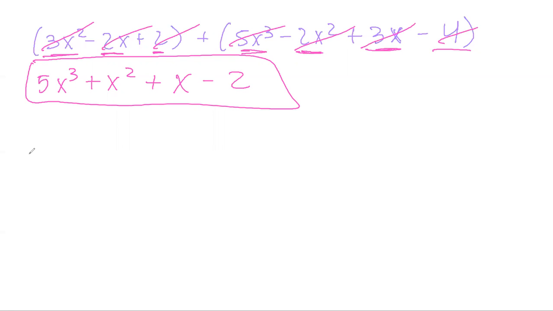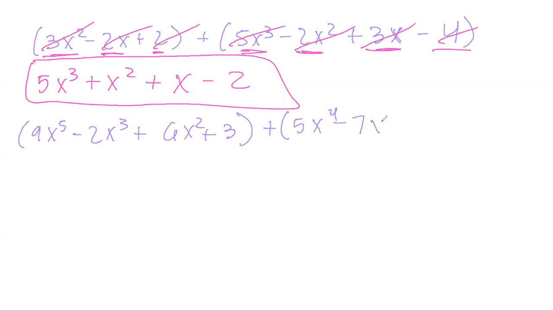Okay, so this example is a little bit more involved, but not impossible. So let's say I have to add 9x to the fifth. Actually, I probably won't even say all of it because it's just going to take too long. We're going to add this one, and then the second one. And then lastly, I'm going to add this.